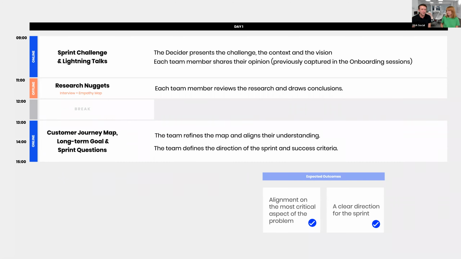Once this session is over, we have an offline session here where the team can review any research material, reading material.